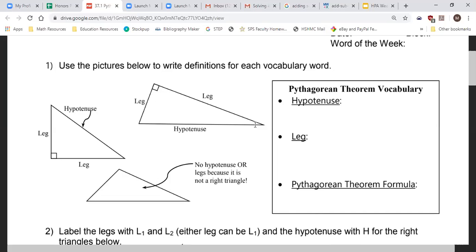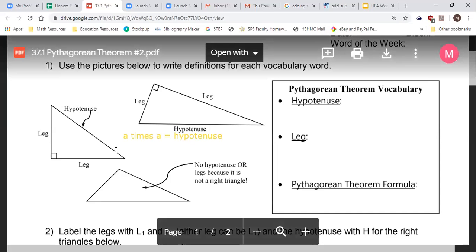Hypotenuse is the long part of the shape, right? What shape are we looking at specifically? Triangles. Yeah, so the hypotenuse is the longest side of a right triangle.